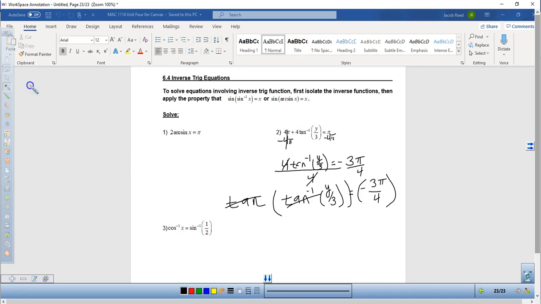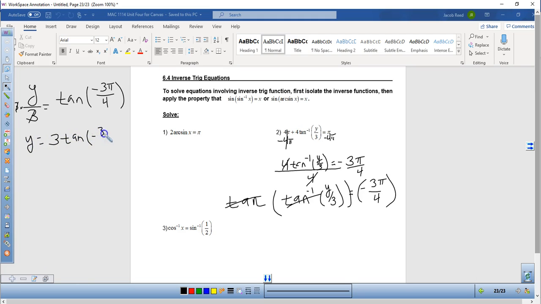I'm going to continue up here. I have y over 3 is equal to tangent of negative 3 pi over 4. I'm going to get y by itself, multiply by 3. So y is equal to 3 times tangent of negative 3 pi over 4.